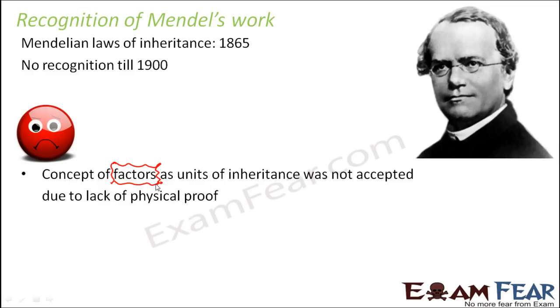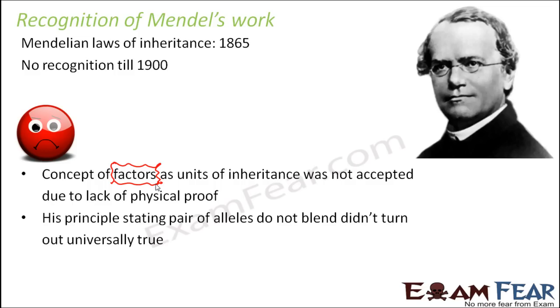But the only way Mendel gave his rules was on the basis of statistical data. He kept on crossing different varieties of pea plants, and whatever results he obtained, he noted down, and based on that statistical data, he gave all his rules. People were not ready to accept that there is something called factors which actually carry the traits from one generation to another, because there was no physical proof as such. It was all mathematical data.